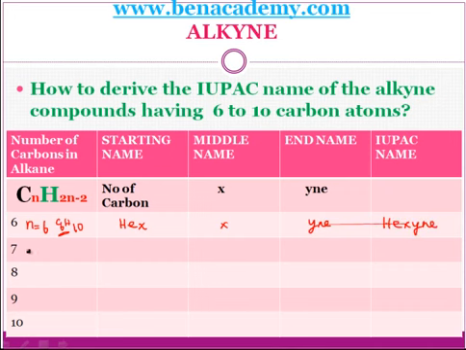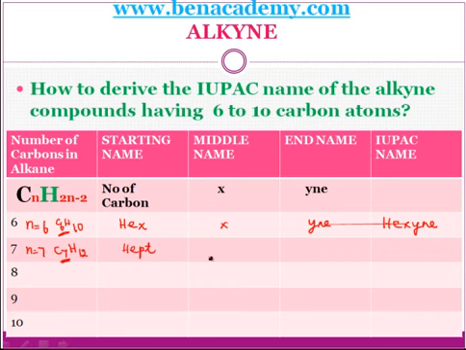And similarly, if the number of carbons is 7, what will be the formula? C7. And how many hydrogens will be there? 2 times 7 is 14, 14 minus 2 is 12. C7H12. If the number of carbons is 7, then it is called hept. Heptathlon, that means 7 events. Hept.